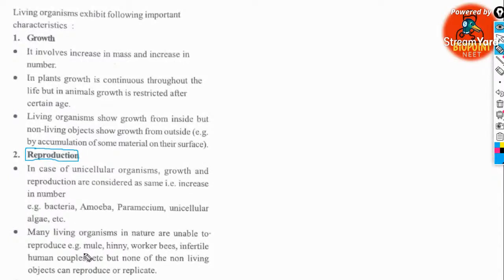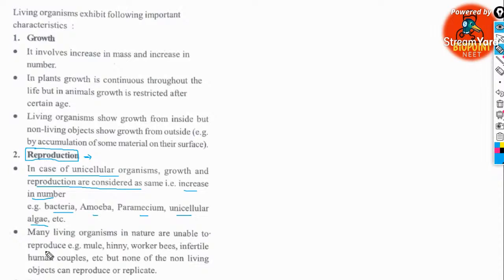So, ability of an organism or an individual to give rise to new individual of its own kind is what we say to be reproduction. Ability to give or produce its own kind. That is what we say to be reproduction. And in case of unicellular organisms, growth and reproduction are considered the same, that is, as increase in number. That is, in case of bacteria, amoeba, paramecium, and certain unicellular algae, we can say that the growth and reproduction are considered the same.